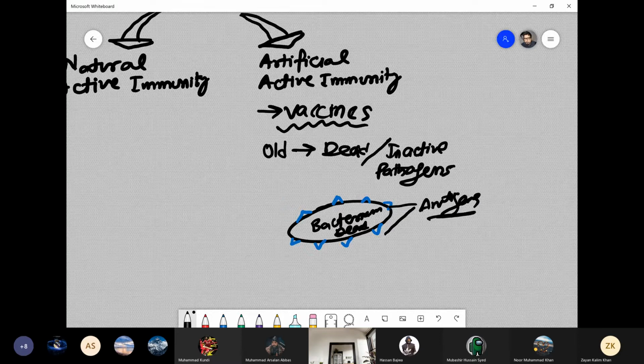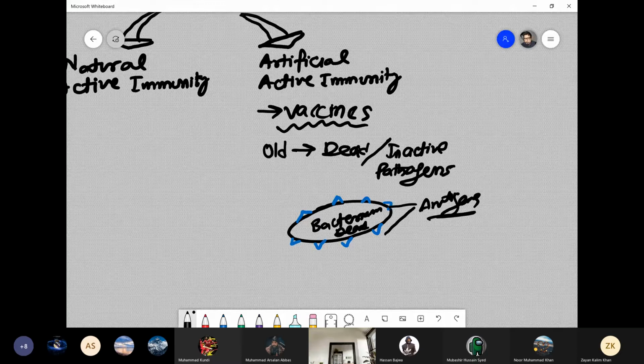Just imagine that a dead pathogen is injected into a person's body. As it is dead, it will not be able to cause any disease, but antigens are there on its surface. So white blood cells will recognize the antigens and produce antibodies. Some of the lymphocytes will change into plasma cells. Some of the lymphocytes will change into memory cells.